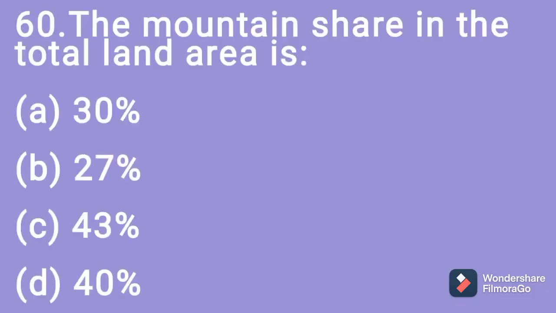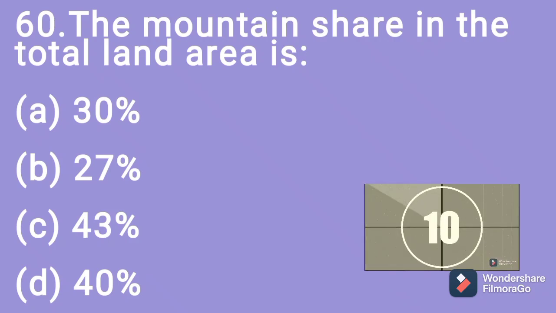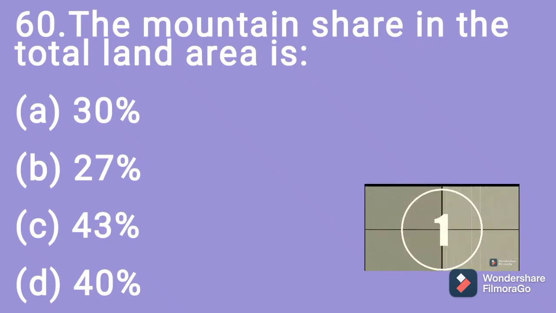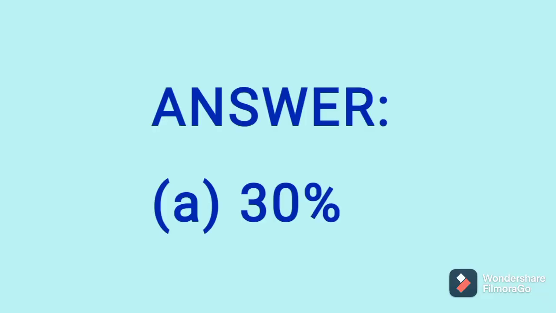60th question. The mountain share in the total land area is option A 30%, option B 27%, option C 43%, option D 40%. And the answer is option A, 30%.